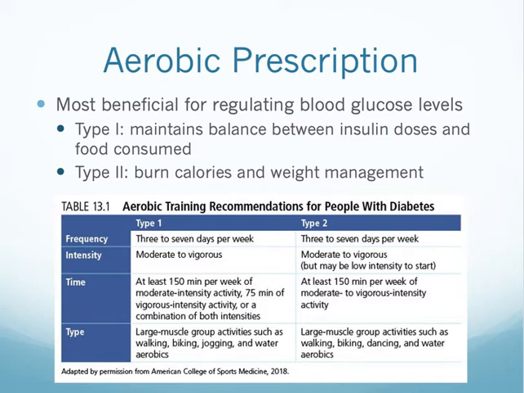Let's take a look at the physical activity prescription for those with diabetes. Aerobic exercise can help to improve the efficiency of the cardiovascular system and can be beneficial for regulating blood glucose levels. For people with type 1, daily physical activity helps maintain the balance between insulin doses and food consumed. For those with type 2, the focus is really on burning calories and weight management, but also improving overall fitness levels is also important for long-term health.